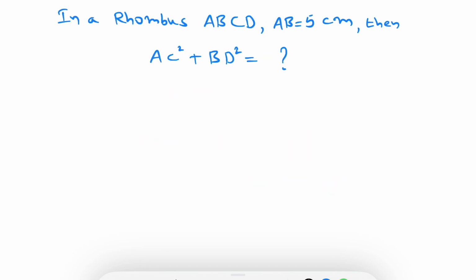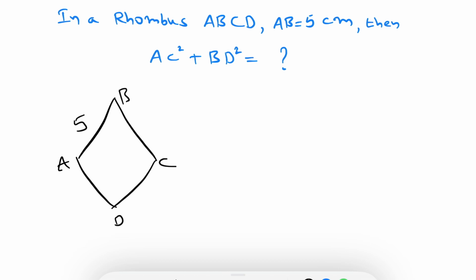In a rhombus ABCD, AB equals 5 centimeters, then find the value of AC square plus BD square. So let us take a rhombus ABCD. In that, one of the sides AB is given as 5 centimeters. It is asking to find AC square and BD square, right? So AC is one of the diagonals and BD is the other diagonal. So he is asking us to find the sum of the squares of the diagonals.